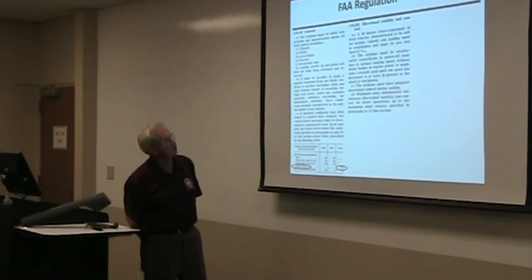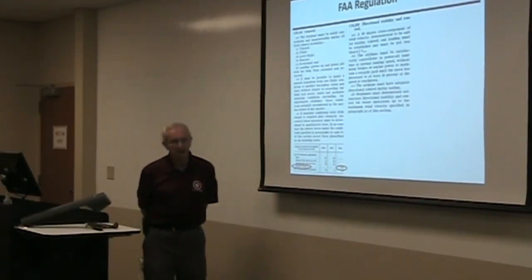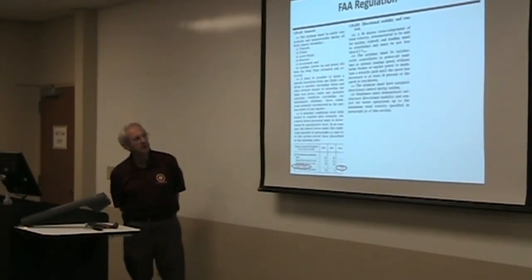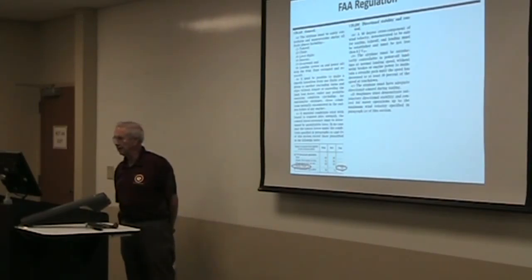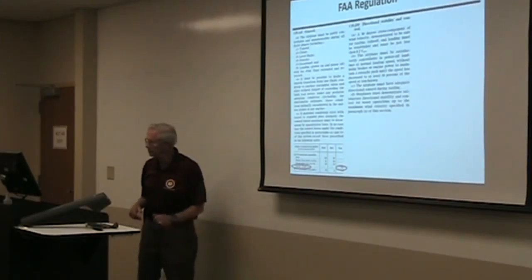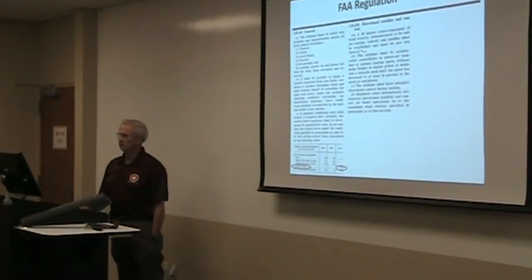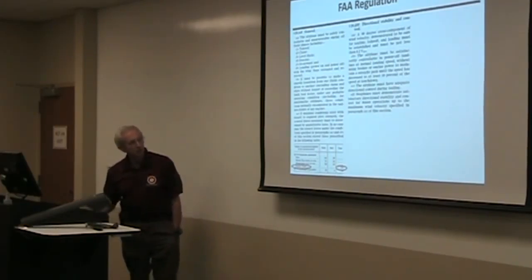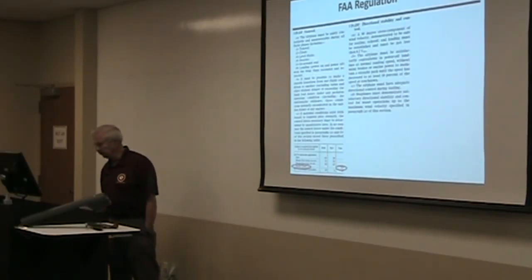And then 23.233 talks about directional stability and control, and about a 90-degree crosswind. The airplane has to be able to handle a 90-degree crosswind that's at least 0.2 times the stalling speed flaps down. And then there are some other requirements there as far as crosswind. Those are primarily for single engine airplanes.